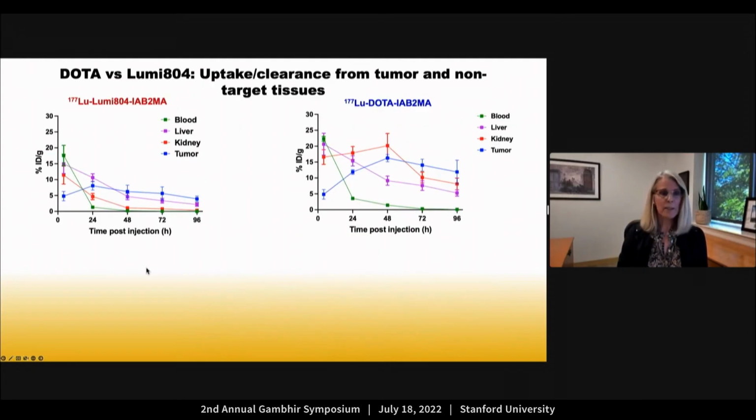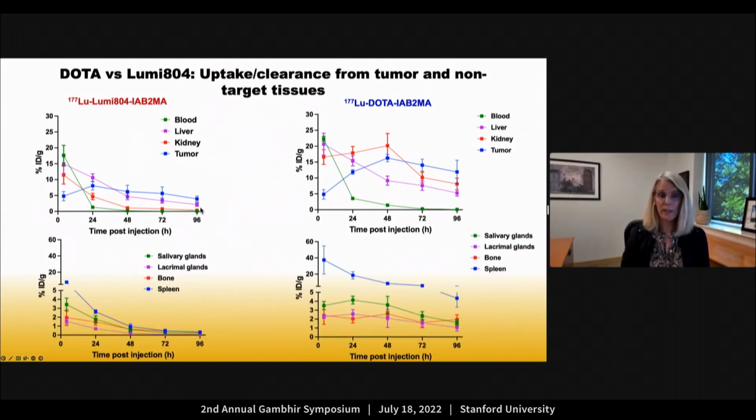Another way to look at it is the tumor uptake over time. Again, there is lower uptake in the tumor with the Lumi-804 than we see with the DOTA, but we also see a lot higher uptake in the kidney and liver with DOTA that doesn't clear out as well as with the Lumi-804 chelator. And again, we see clearance out of these non-target tissues with the Lumi-804, where we see retention with the DOTA conjugate.